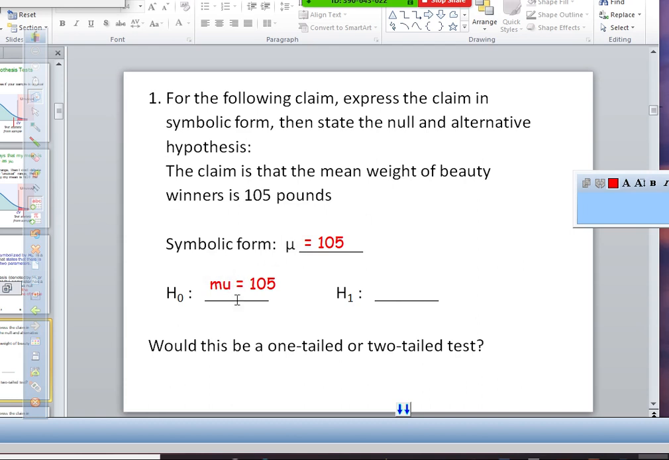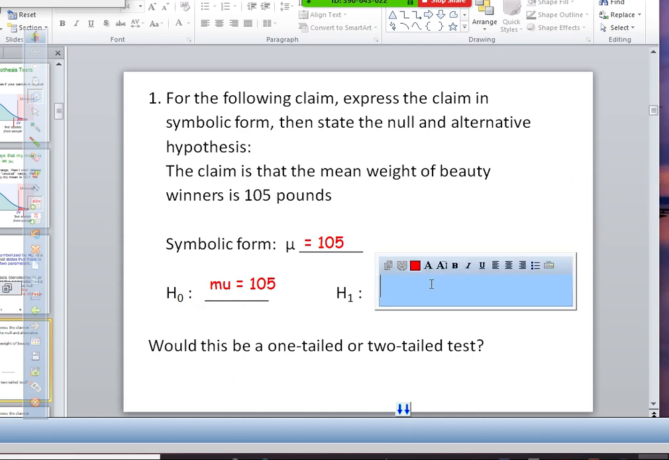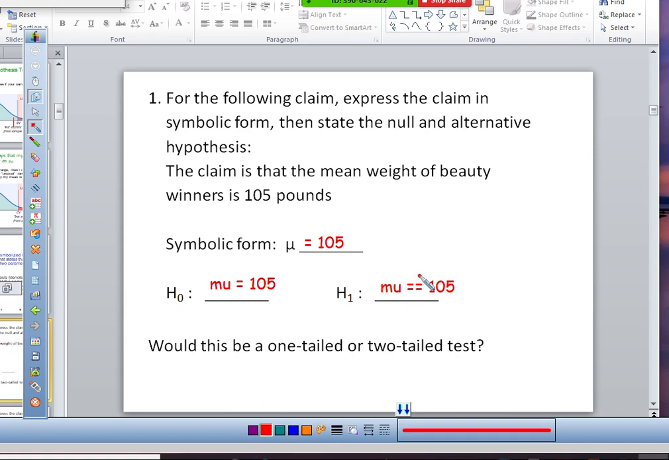So that means that H1 has to be, since H0 is my claim, H1 has to be the opposite of whatever H0 is. So this would be the opposite of equals. Mu is not equal to 105. Let's see if I can do this properly without messing it up. Not equal to, like that. So here, again, this is my claim. Since my claim is H naught, then H1 becomes the opposite of my claim.